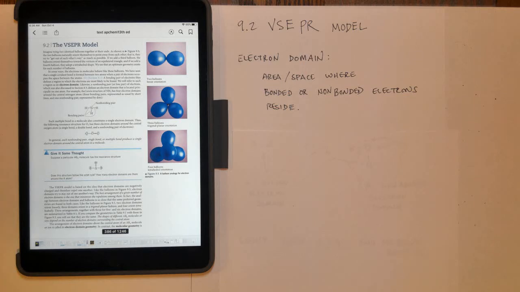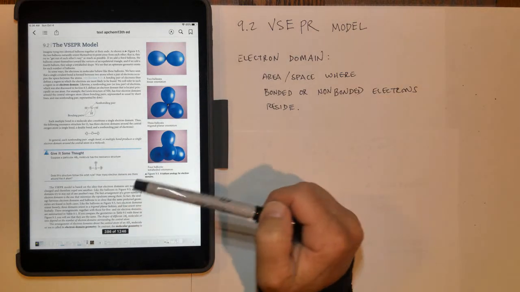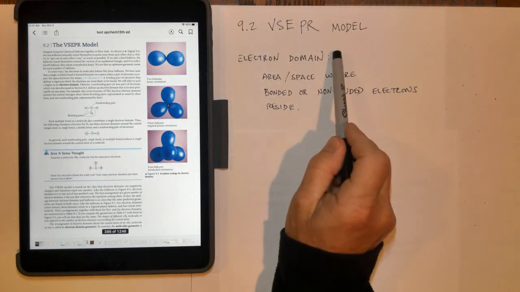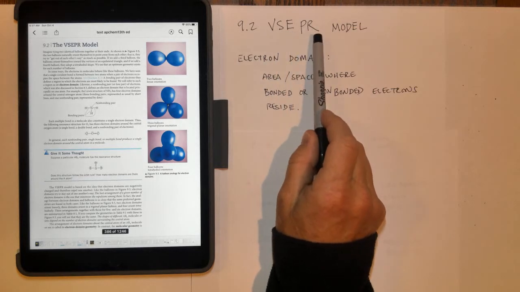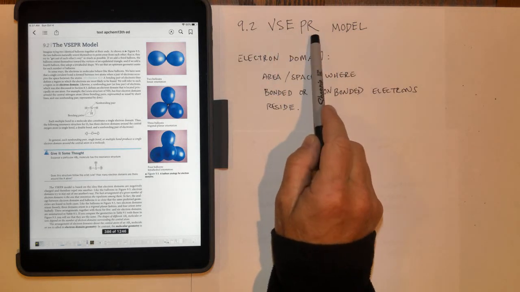Alright, this is episode 9.2, where we take a deeper look at these electron families and the shapes that they're going to make. First, a couple of pieces of language that we'll use throughout this description. All of this is based on what's called the VSEPR model. VSEPR stands for Valence Shell Electron Pair Repulsion Model. And what that says is that valence electrons repel one another.